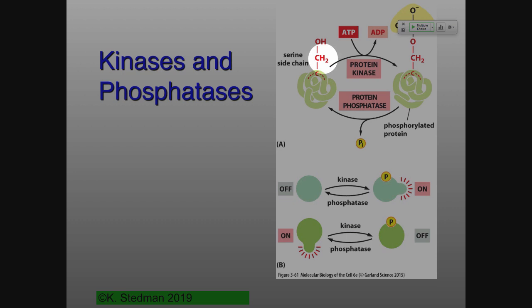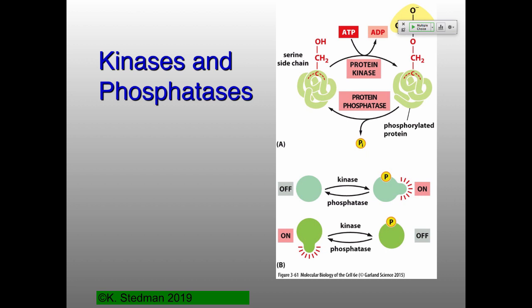All that a protein kinase does is it takes the phosphate off of ATP and puts it onto an OH hanging off of a protein. These OHs are usually going to be serines, threonines, or tyrosines. And we'll talk about those later. Again, I don't expect you to remember all of those, but these are the amino acids which have those OHs on their side chains. Again, this is a covalent bond which is formed.